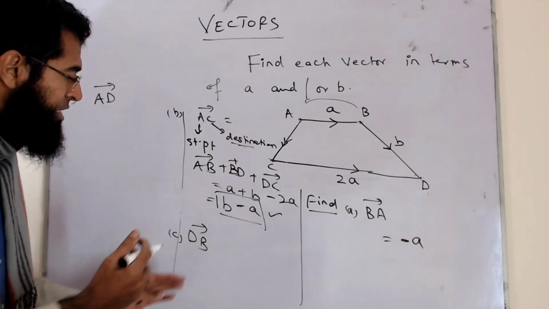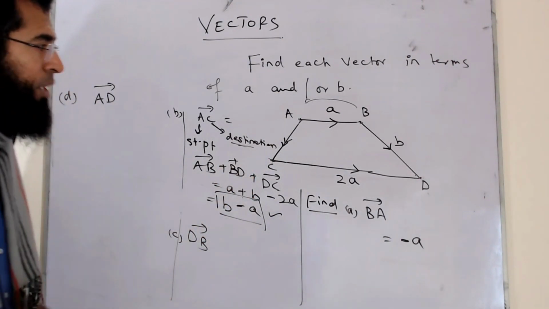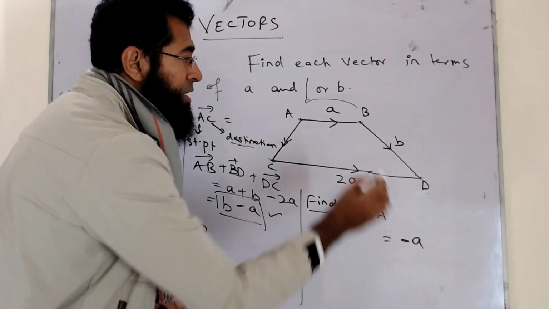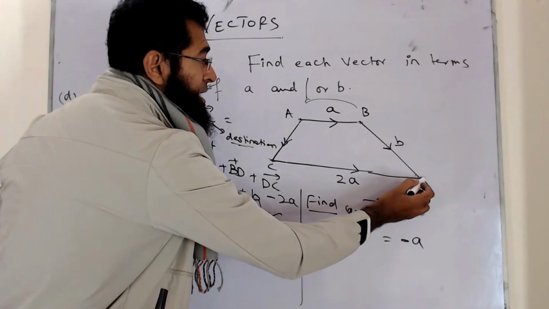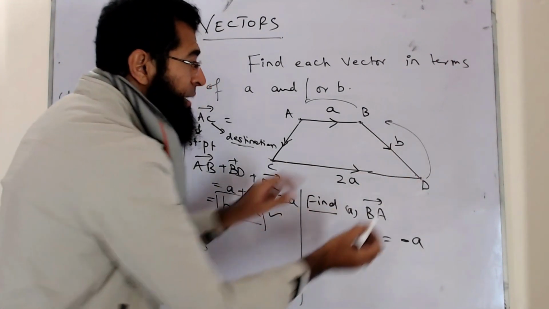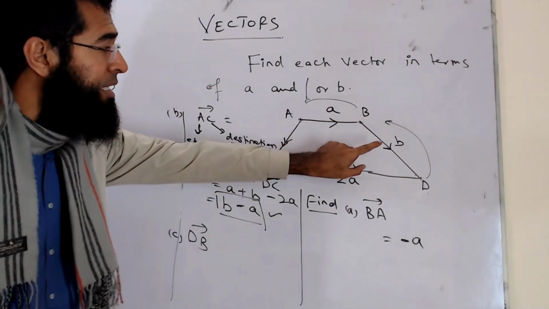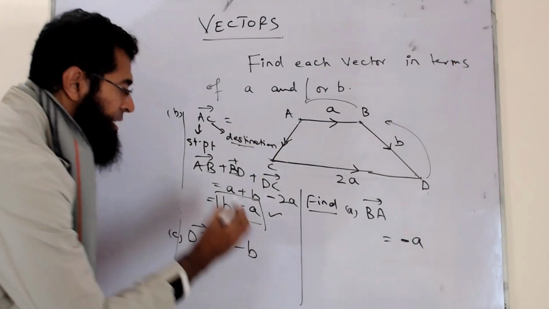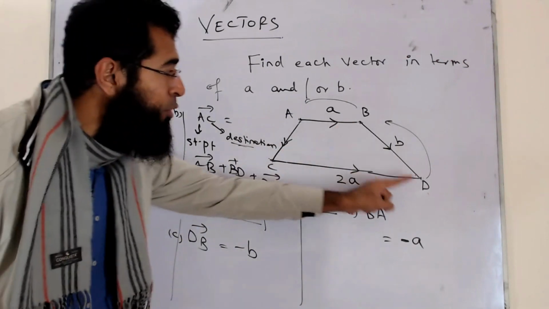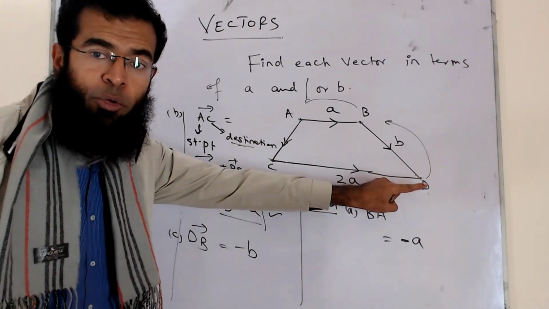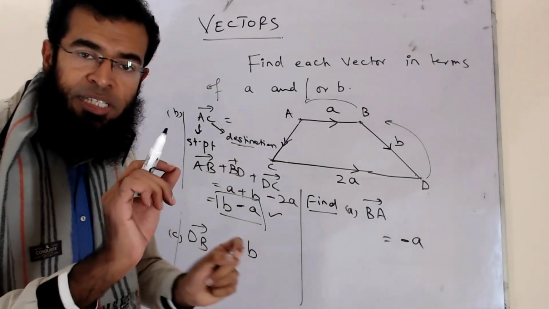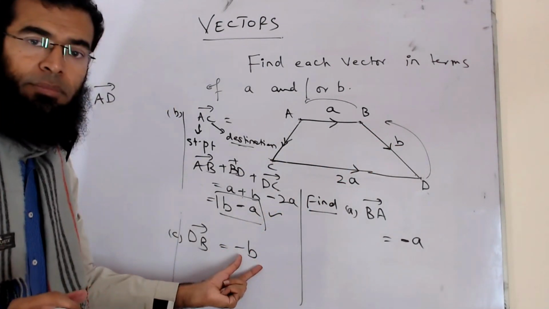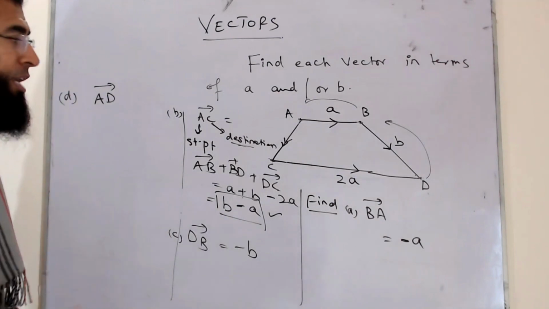Okay. Now let's look at this DB. Okay. So we know B to D is vector B. The magnitude is B. But D to B, the direction will be opposite. Magnitude will be the same. So this will be minus B, right? Because B to D is vector B. When you reverse the direction, just the sign will be opposite. Magnitude will be the same, right? Clarity? Let's move on to the next part.